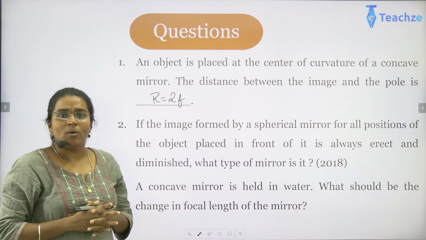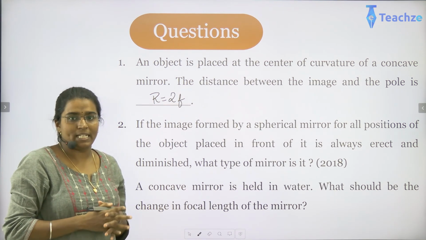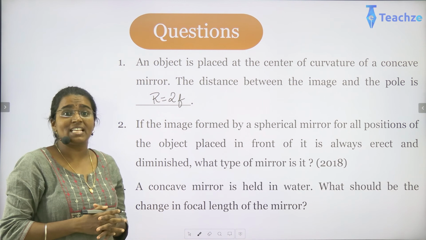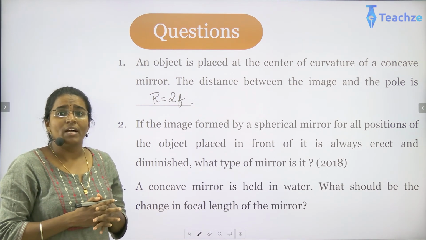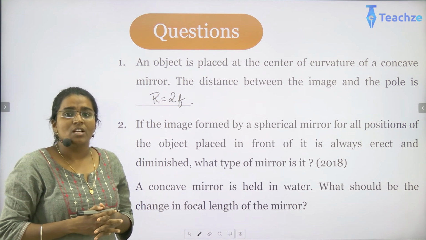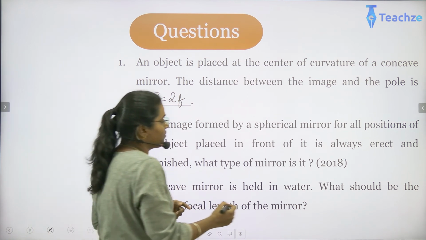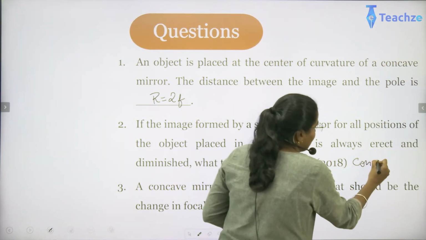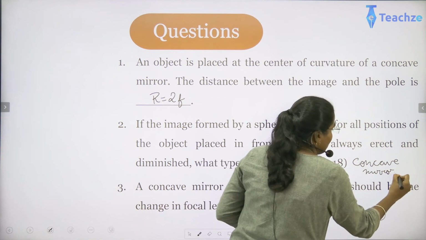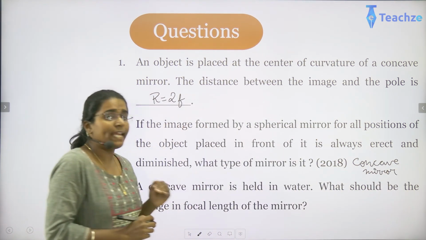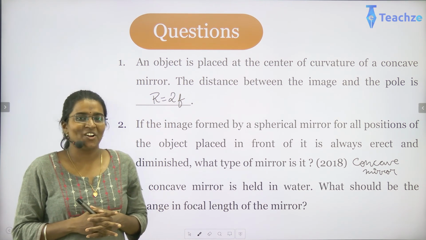If the image formed by a spherical mirror for all positions of the object placed in front of it is always erect and diminished, what is the type of mirror it is? So it is both erect and diminished. So it will be a concave mirror. If it is only erect, what will be the mirror? Good, it's the convex mirror.